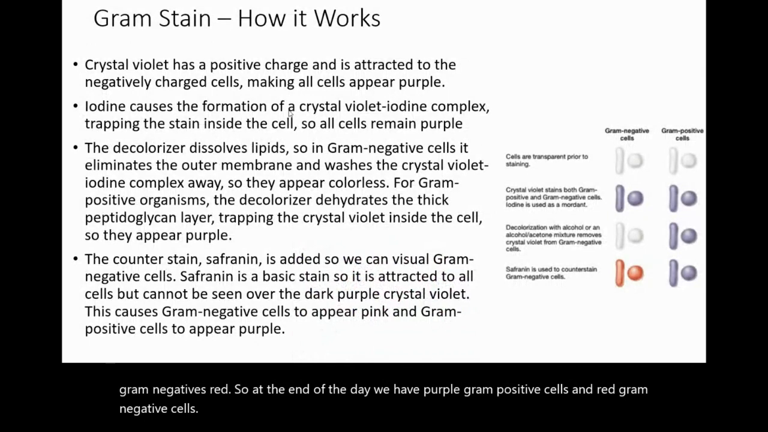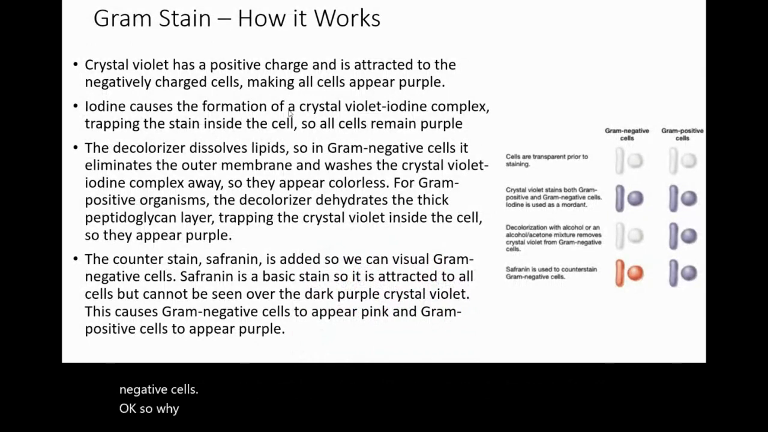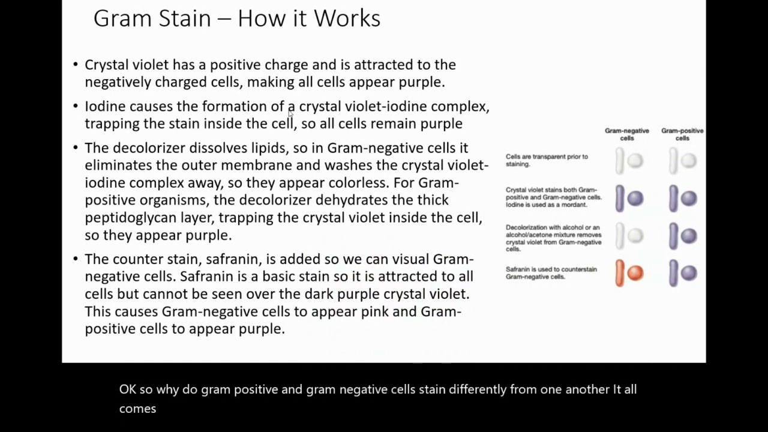Okay, so why do gram positive and gram negative cells stain differently from one another? Well, it all comes back to that peptidoglycan layer and the presence or absence of a second membrane.